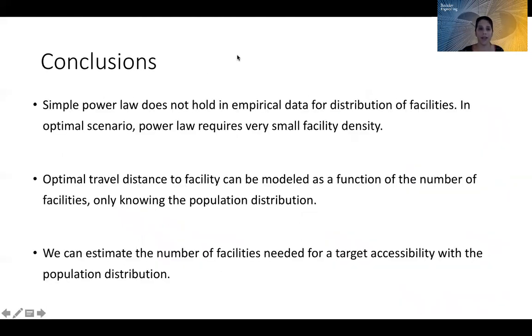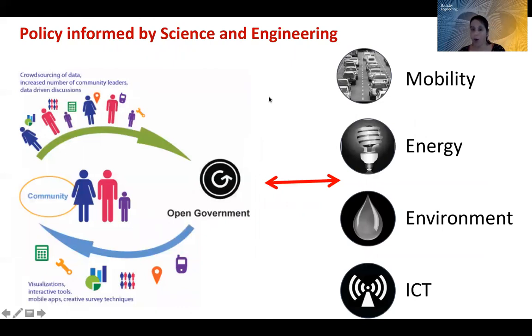So the conclusions are that the simple power law does not hold in empirical data for the distribution of facilities. In the optimal scenario, the power law requires very small facility density. The optimal travel distance to a facility can be modeled as a function of the number of facilities, only knowing the population distribution. And we can estimate the number of facilities needed for a target accessibility, again, only knowing the distribution of population. So I hope I showed you that we can use data science for several applications that include mobility, energy, environment, and the use of information and communication technologies.